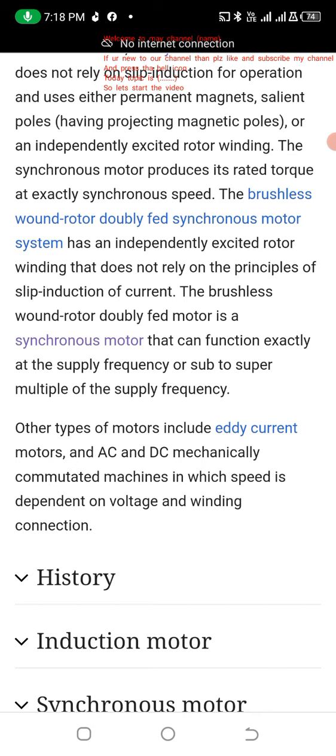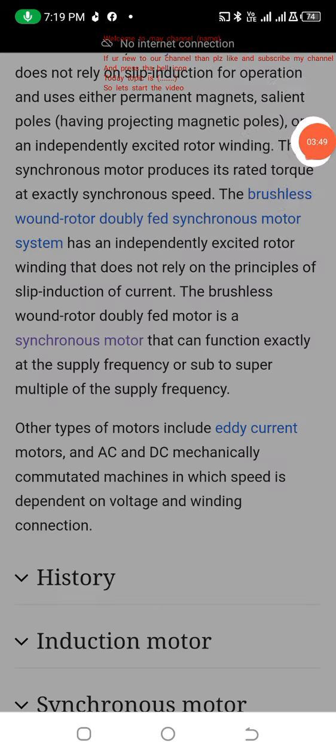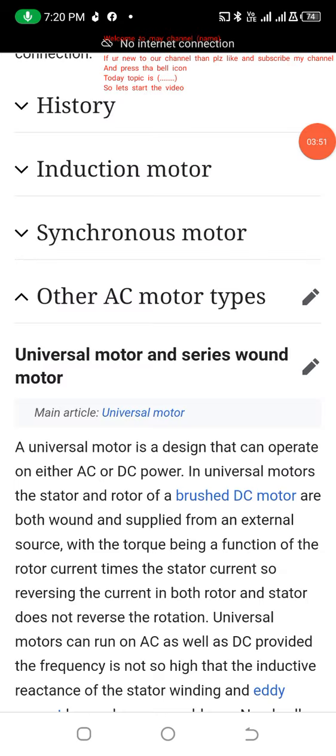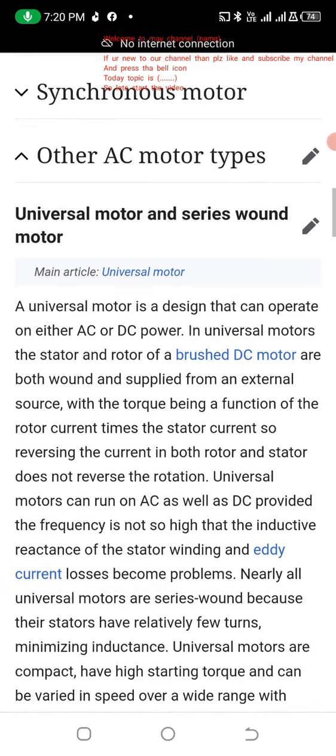Other types of motor include eddy current motors and AC and DC mechanically commutated machines in which speed is dependent on voltage and winding connection. AC motor types: universal motor and series wound motor.